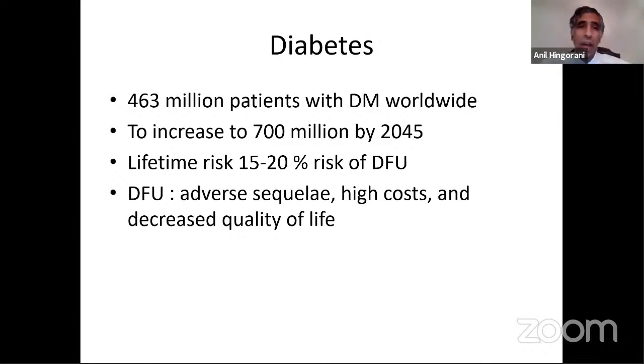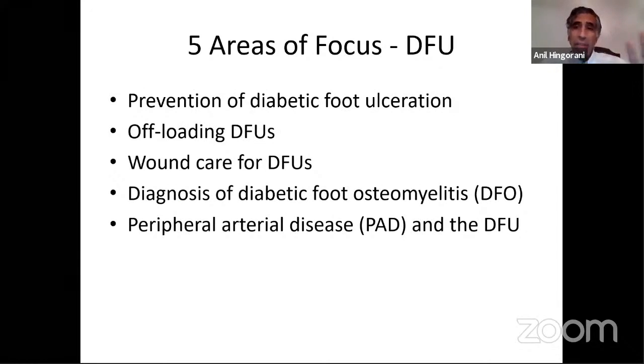Diabetic foot ulcers, of course, have adverse sequelae with high cost and decreased quality of life. We had 5 areas that we wanted to focus on for these set of guidelines: prevention of the diabetic foot ulceration, offloading once you have the diabetic foot ulcer, wound care for the diabetic foot ulcers, diagnosis for diabetic foot osteomyelitis, which is often the cause of these amputations, and the nexus between peripheral arterial disease and the diabetic foot ulcer.